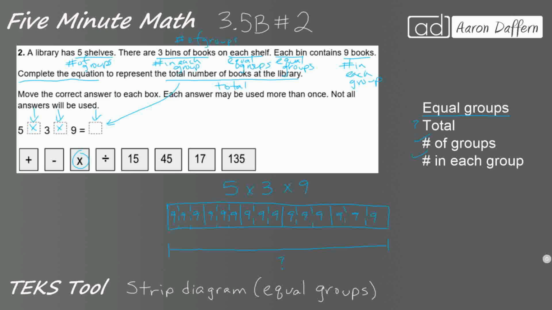Now we have to actually solve it. Let's just do 5 times 3 is 15. So let's do 15 times 9. You can just take 2 of them and multiply. I'll do our standard algorithm. That's 135, and that's our answer.